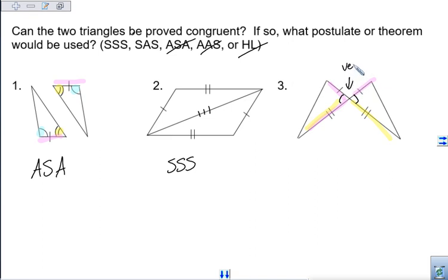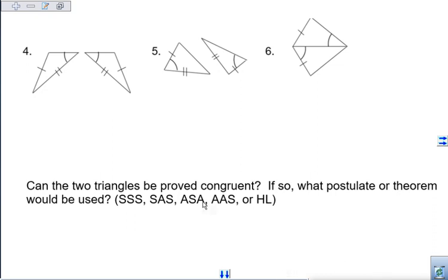Please mark your vertical angles every time you have a picture that has lines that intersect like that, because those are going to be part of what helps you figure out what you have. So we have two sides with the angle that's being made by those two sides. So this is side, angle, side.